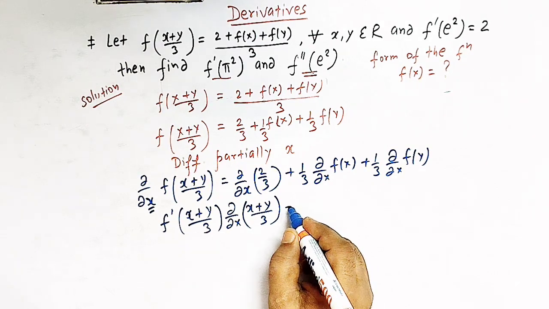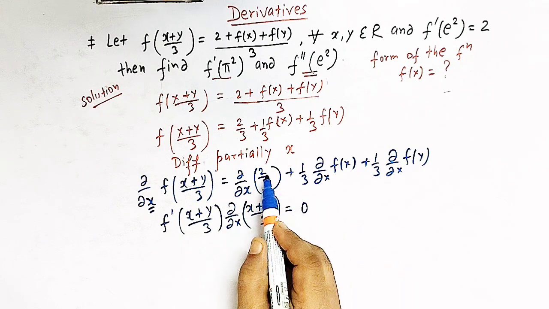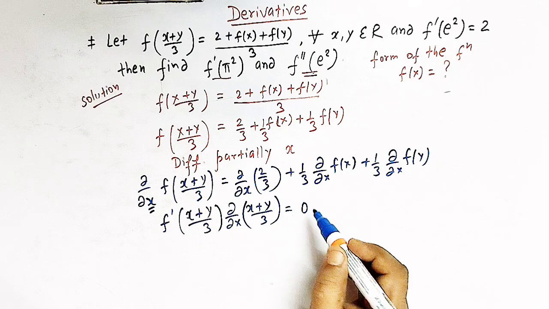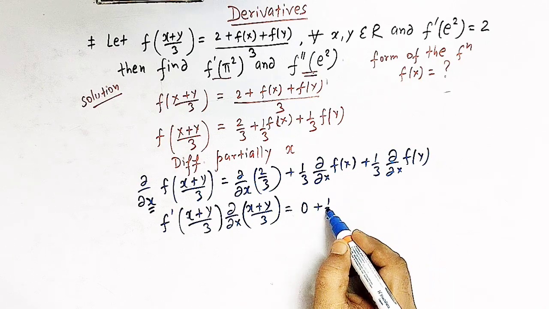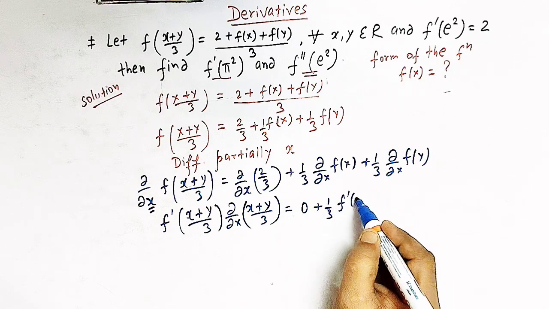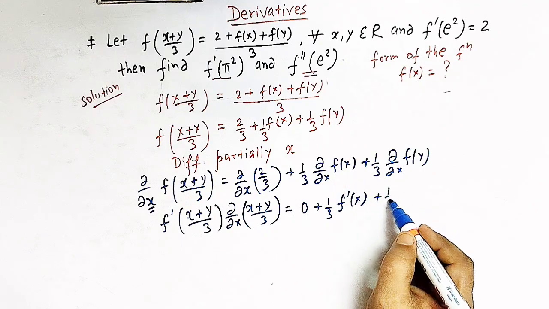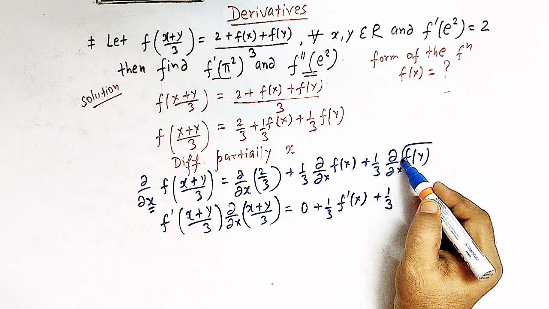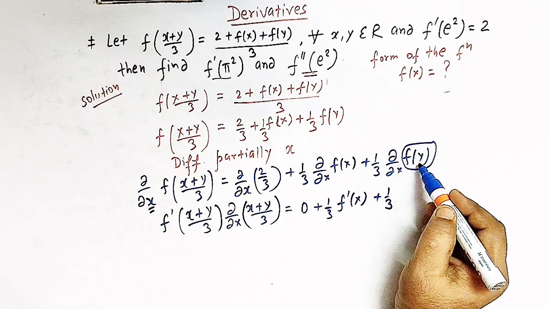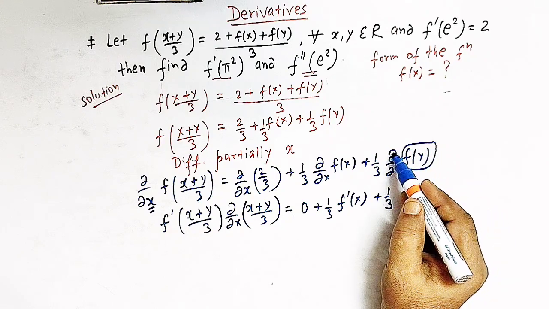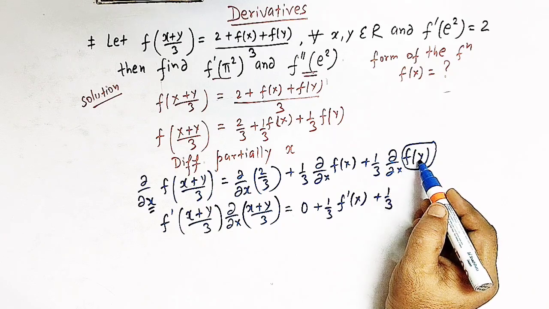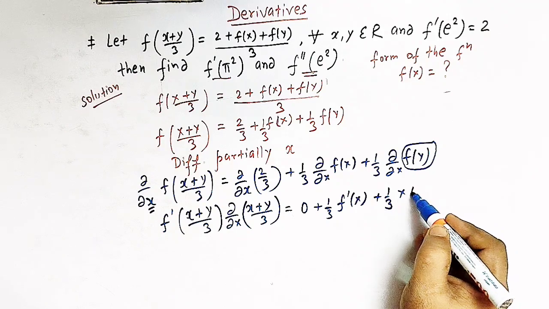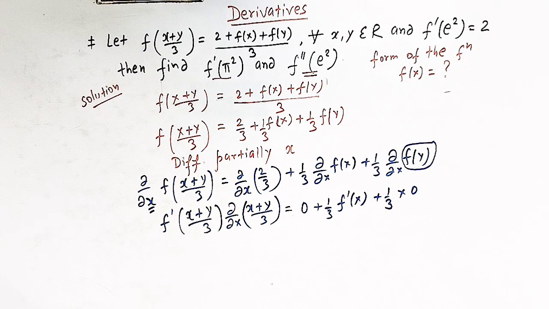So this is now equal to 0, because 2 by 3 is a constant. So the derivative of 2 by 3 with respect to x is 0. And here we have 1 over 3, and this is f prime of x. And then we have 1 over 3 f of y. This is an expression which contains y only. So we have to find the partial derivative of f of y with respect to x. We are treating y as constant, so the derivative must be equal to 0.